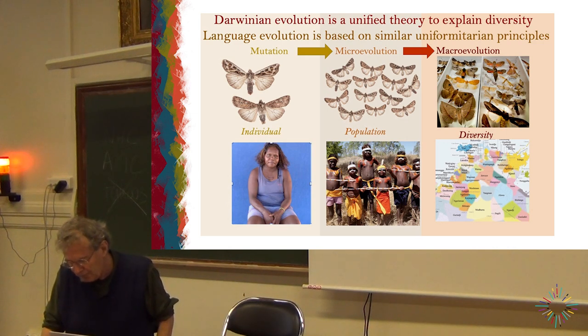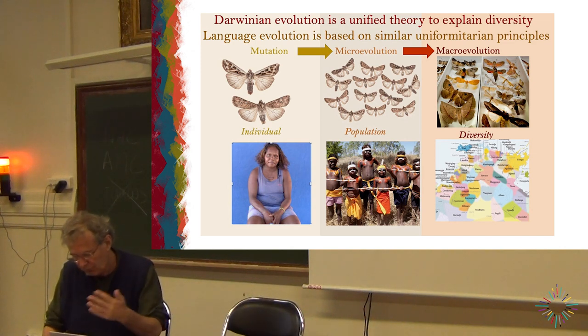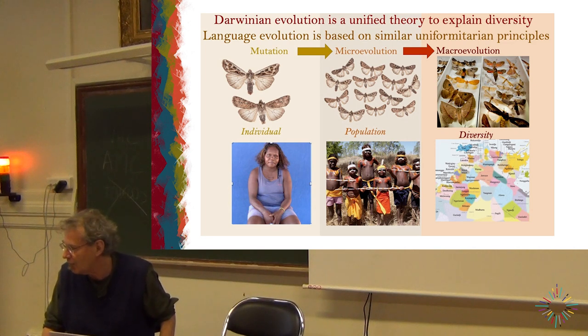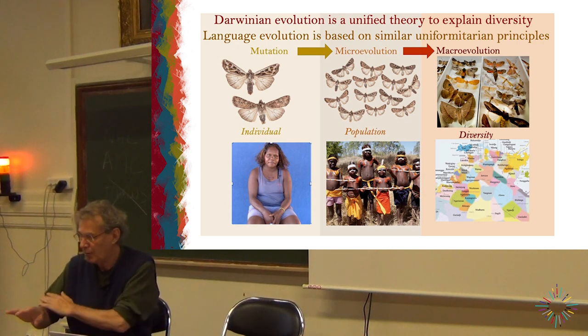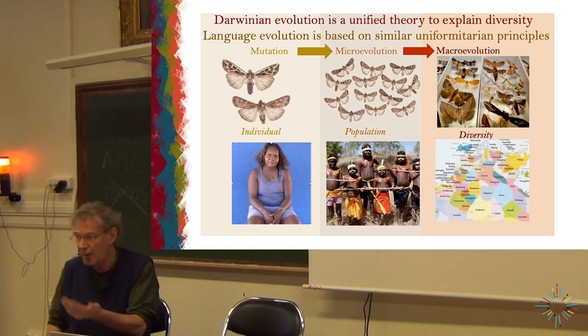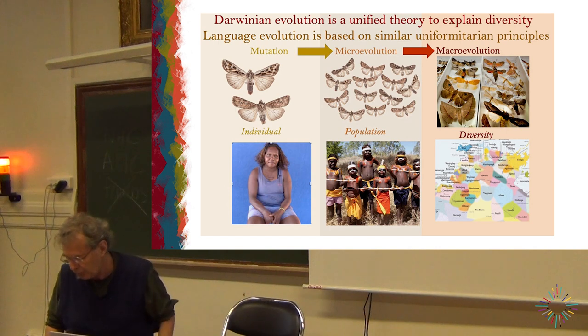So what we find in both is we have mutations, that is the arising of some new form, whether it's a new form of a moth with a different coloration on its wings, or an individual who speaks a bit differently to others, possibly because of their upbringing or whatever it might be. And then you have microevolution, where you have shifts in the proportion of coloration in the wings of moths according to the amount of the color in the environment or in the population. That is, the shifts in the proportion with which individual forms or structures are used, the sort of thing that Labovian variationist approaches do.